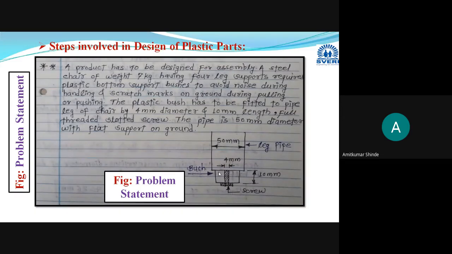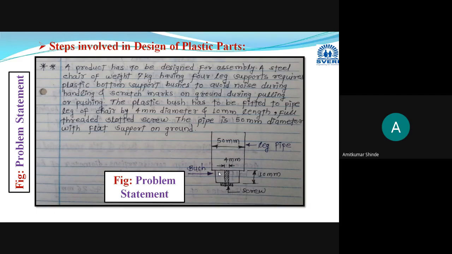After deciding that wall thickness, then you will go for the dimensions of the boss. Then after deciding the boss dimensions, you check whether there is any need to provide ribs, then modification of the parting lines, then how to provide draft allowance and shrinkage allowance, that we will discuss one by one. So this is the short summary related to the design of the bush with the boss. Then we will start with the solution for this particular problem statement.